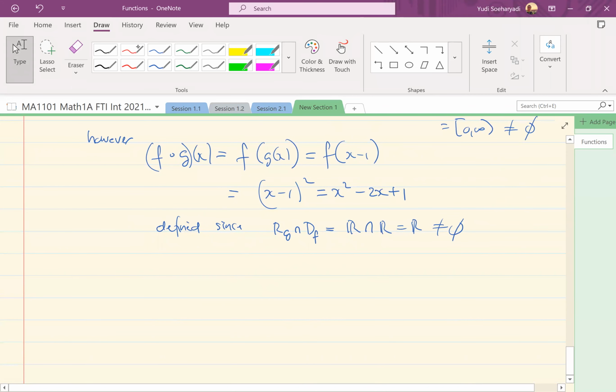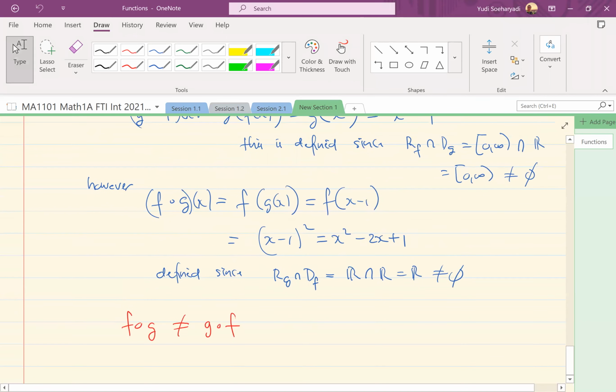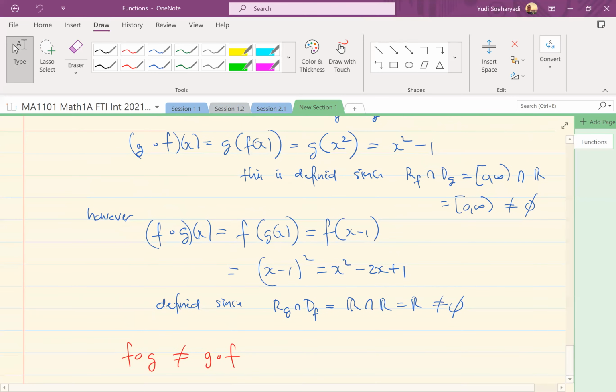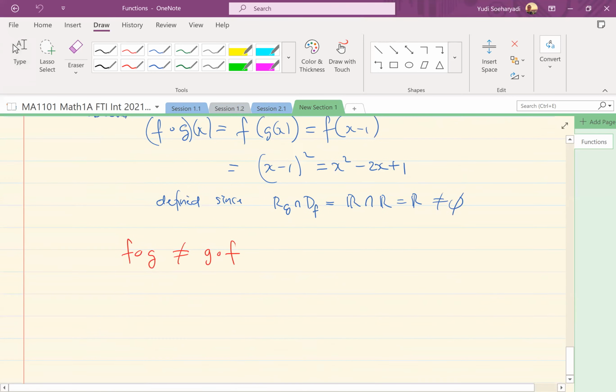Okay, so the thing is, f of g may not be the same as g of f. So it really depends on the order. This is an example of something that you can compute. Now here is an example of something that you cannot compute.